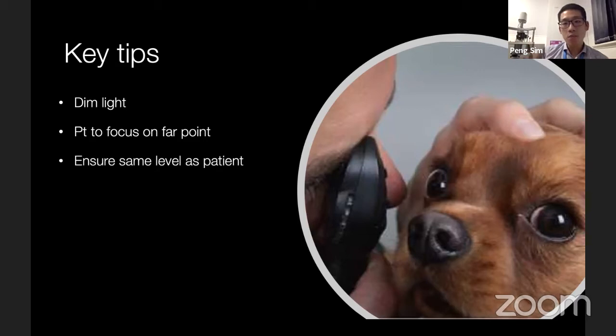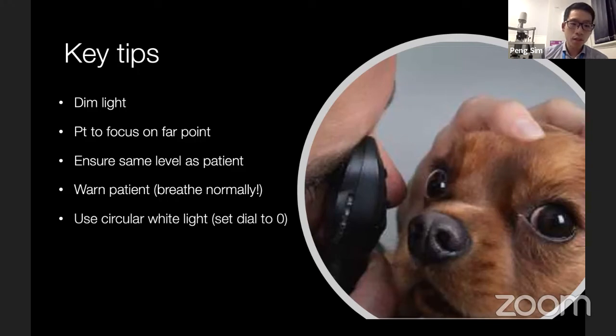Ensure that you are at the same level as the patient. It's also important to tell the patient to breathe normally. This is important for both you and the patient, because otherwise, if you're holding your breath, you might pass out during direct ophthalmoscopy. Always use the circular white light to begin with. There are lots of numbers on the direct ophthalmoscope, but I tell people to just set it to 0, because that eliminates any refractive error to begin with. Then you can dial the number up or down to get a clearer view when you go in to see the fundus.